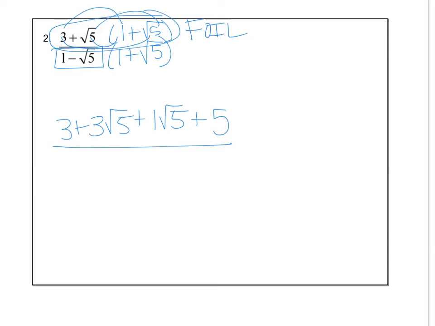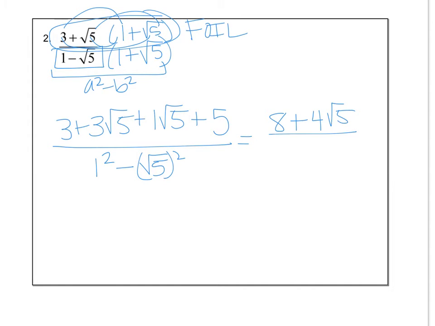The bottom, again, you can use the shortcut. The shortcut when you have conjugates, you can only use it when you have conjugates, is a squared minus b squared. So it'd be 1 squared minus, it's always a minus sign, radical 5 squared. On the top, we can combine some like terms there. That's 8 plus 4 radical 5. And then on the bottom, we have 1 minus 5, because the radical and the squared cancel over radical 5.